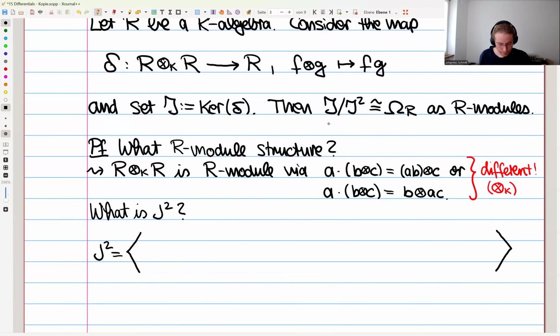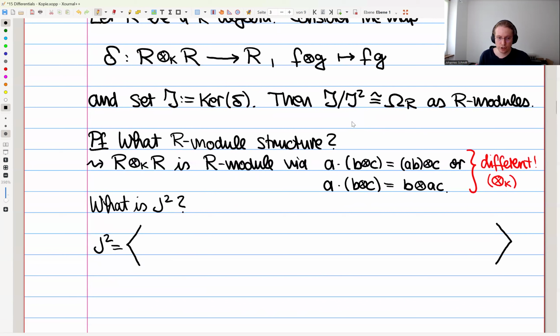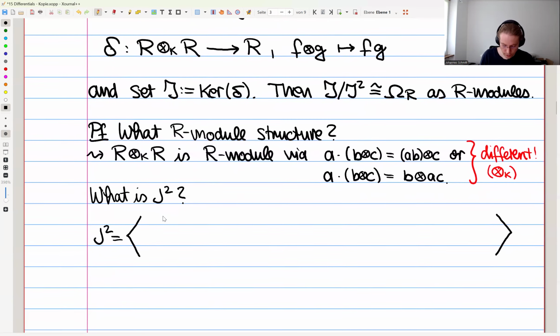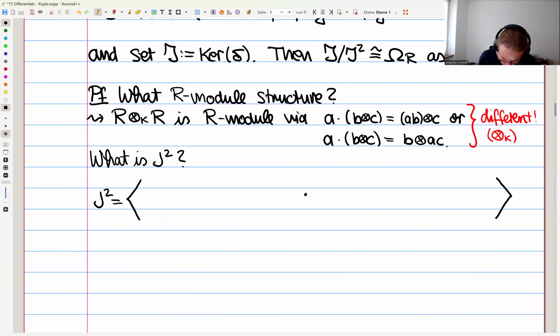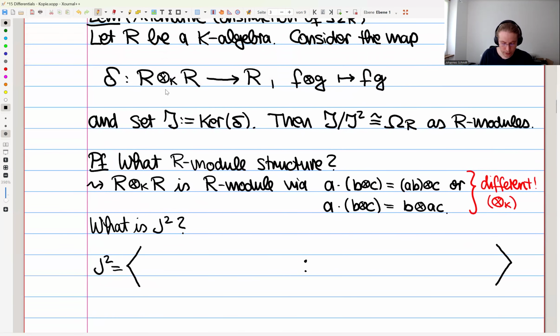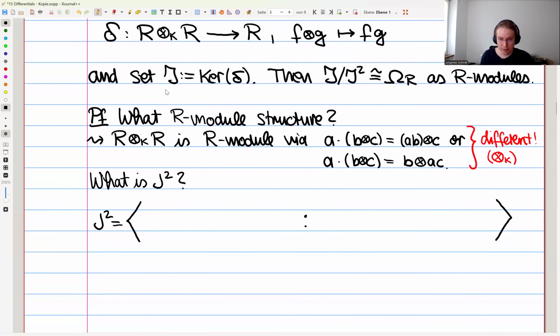Okay. And so the next question is we should try to understand what this J squared is. And here we really need to pay attention to how the elements of J actually look. So somehow J squared by definition is just: take the products of one element in J and another element in J, and then take the module generated by this. And I think the notation is not entirely precise at this point. If you want to write an element of J squared, you should just write two elements of J and then multiply them, saying what you mean by the multiplication. And in general, the elements of J are elements of this tensor product, and they don't have to be pure tensors. In general, they can be sums of pure tensors.